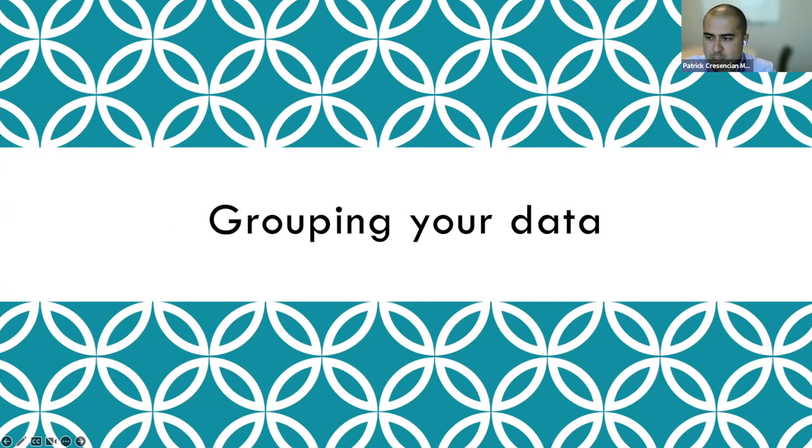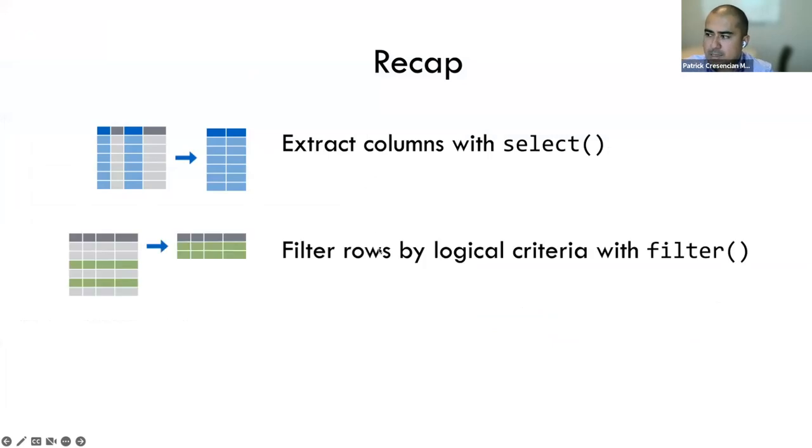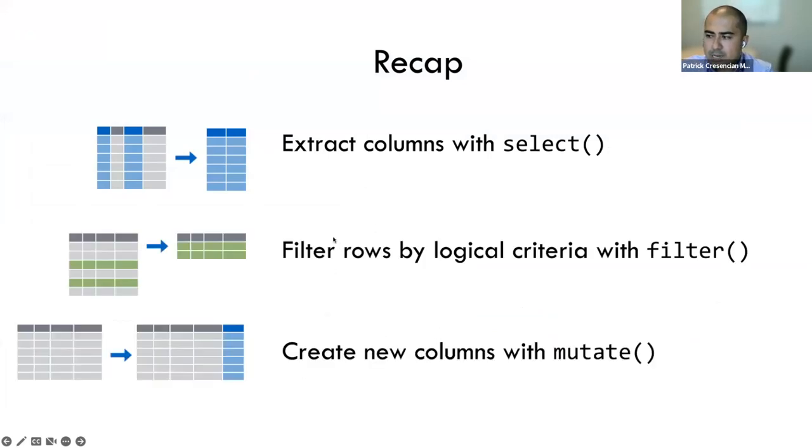I'll skip to the end of the transform section and mention a couple other things real quick. We covered select, filter, and mutate. Select is for extracting columns, and filter is for filtering out specific rows by logical criteria. This is really helpful, particularly if you have a big data set and some specific inclusion criteria. Use a function like filter to narrow your data set to just your inclusion criteria. And mutate you can use to create new columns based off of a calculation.